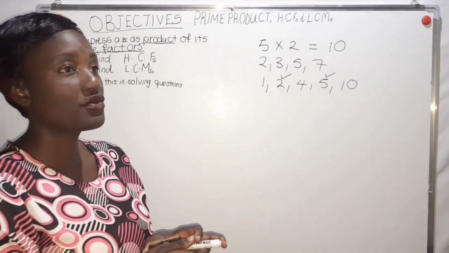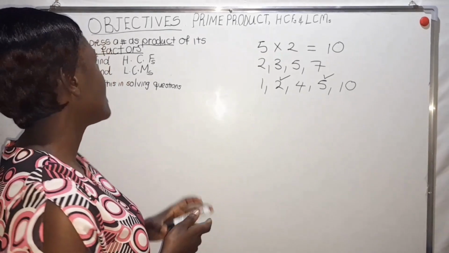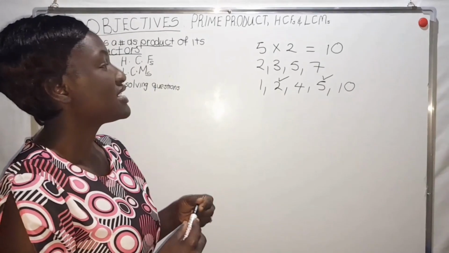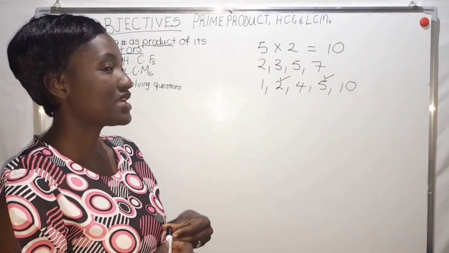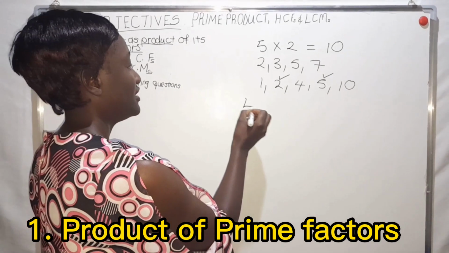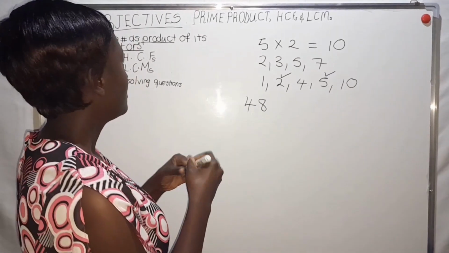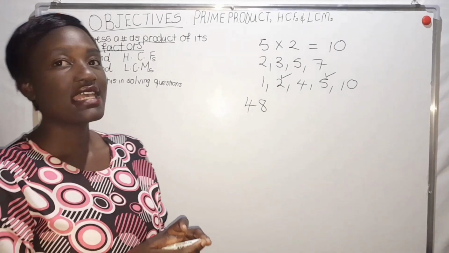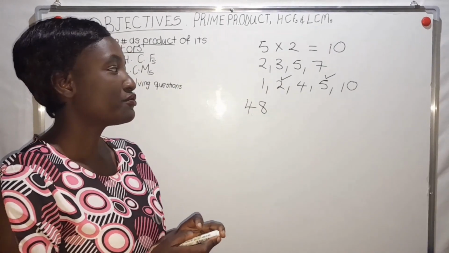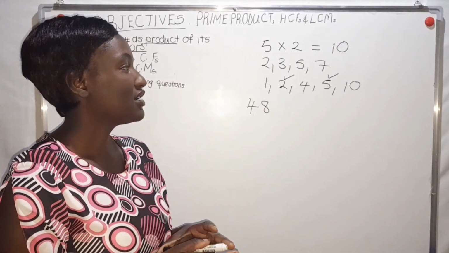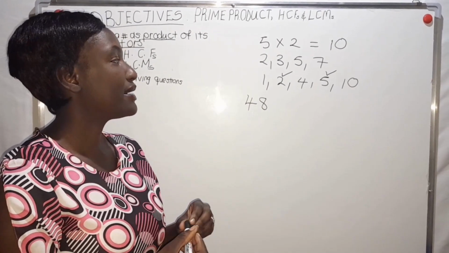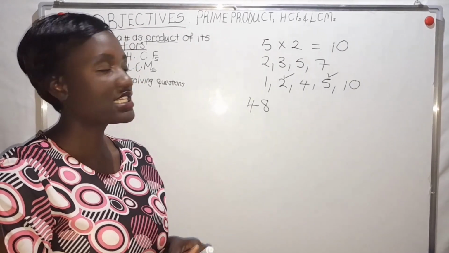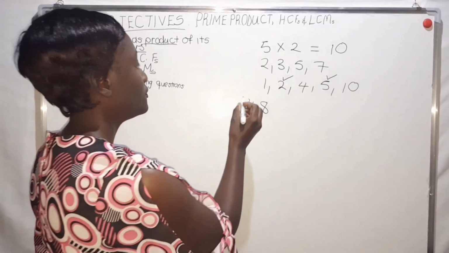So you should be able to know prime numbers so that you can express a number as a product of its prime factors. First of all, we want to express 48 as a product of its prime factors. When expressing a number as a product of its prime factors, we use the division method. We start with the smallest prime number. For 48, the lowest prime factor is 2. So we divide by 2.